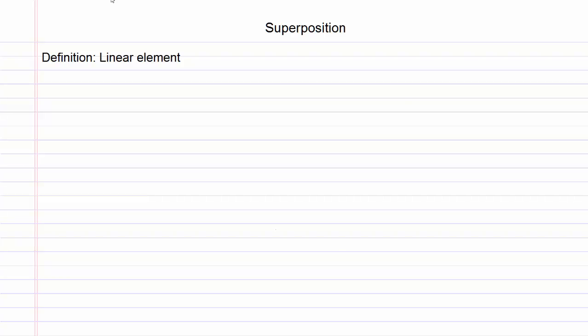In this video, we will define superposition, which is a property of linear circuits. We will begin with a definition of linear element. All elements are expected to have a response, which is a function of the input. And we will write this mathematically as an equation. For example, a resistor has the equation that the voltage is equal to R times the current.